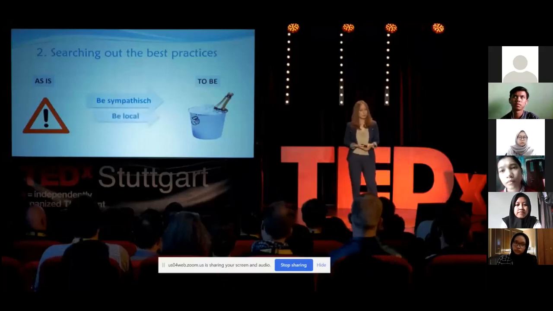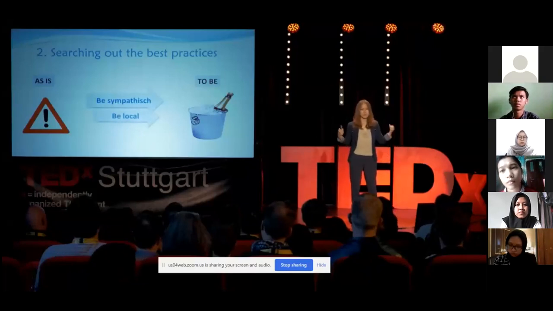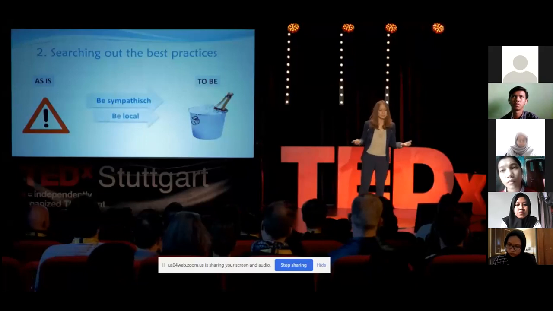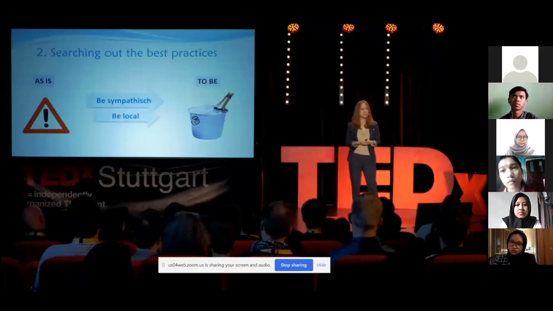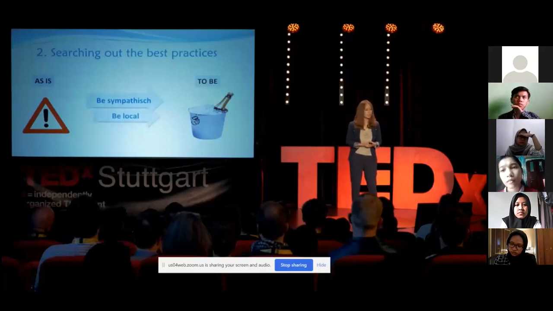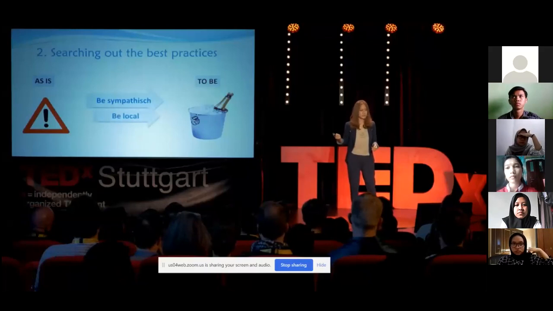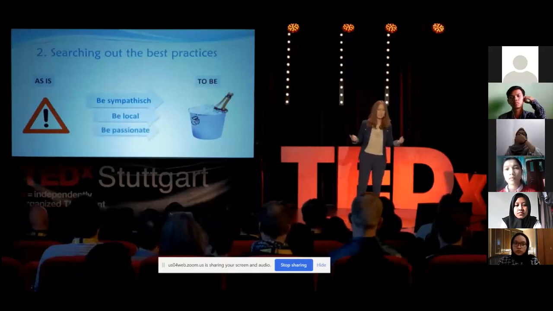My second B is be local. I wanted to be a local person. This doesn't mean that I wanted to be a blonde girl. I mean, I wanted to understand German culture better. So I joined many German festivals, and I watched almost all German movies, which is not many.